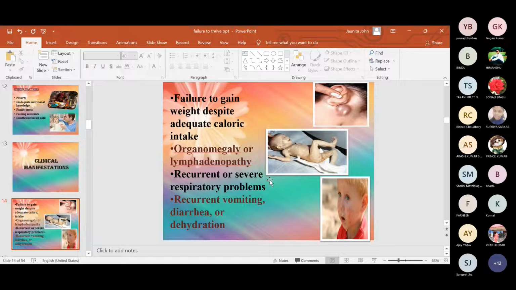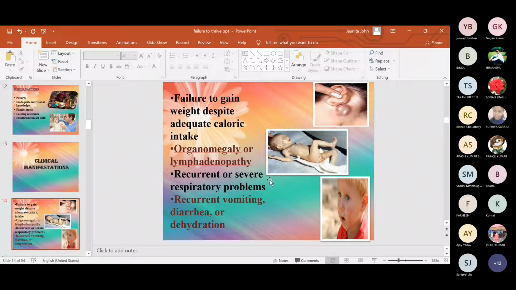Next is recurrent or severe respiratory problems. बार बार हो रही है और severe respiratory issues if a child is facing, that will be coming under recurrent or severe respiratory problem. बार बार होने वाली कौन सी respiratory issues हो सकती है babies को? Breathing issues it can be, which we had seen earlier, or else pneumonia, which we had seen. You all also please be involved in the process. अगर आप बोलेंगे नहीं तो I will not get.